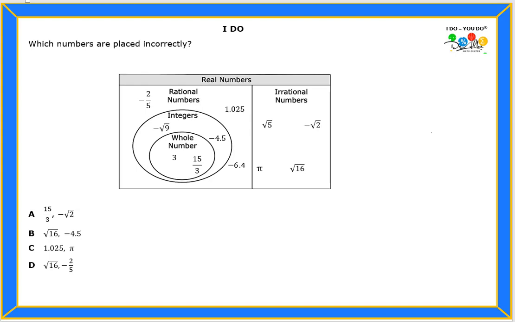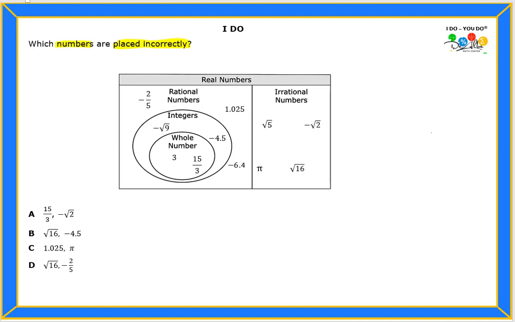Let's read the problem. It says, which numbers are placed incorrectly? So what they're asking me to find is numbers that are placed incorrectly, right? That means we're going to need to check each one of the numbers that we have in here and see if we can find one or two or three that might be in the wrong place, right?